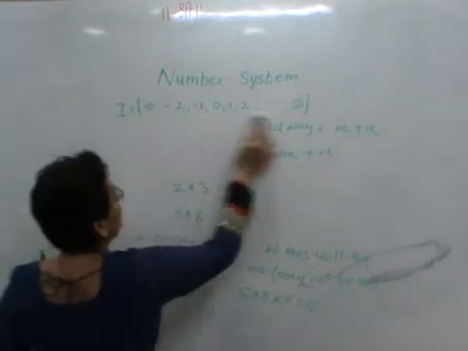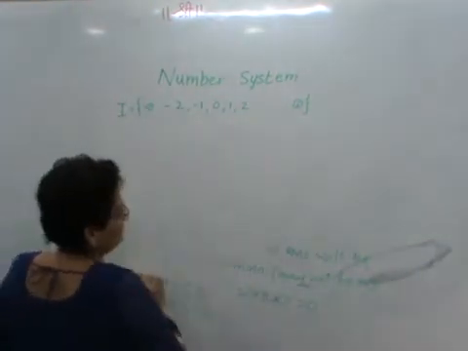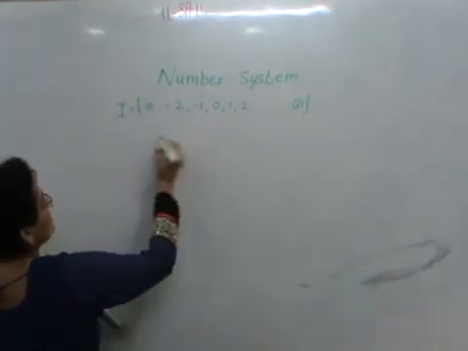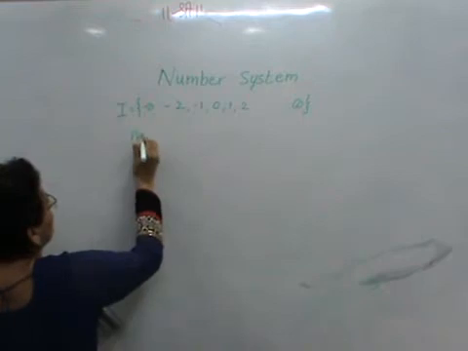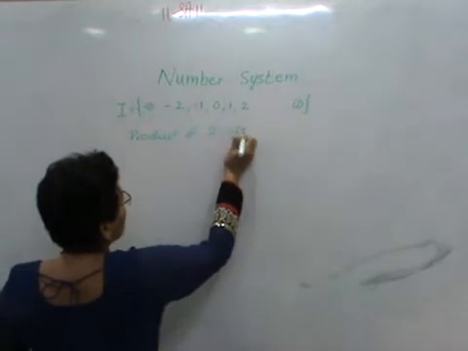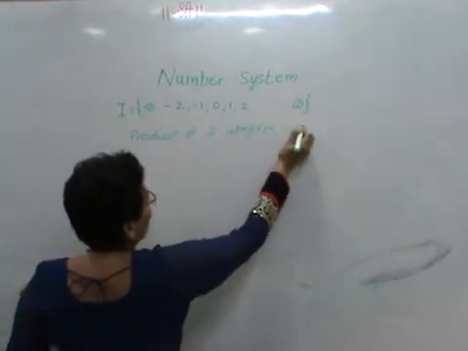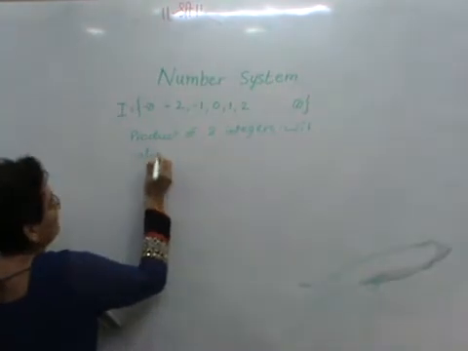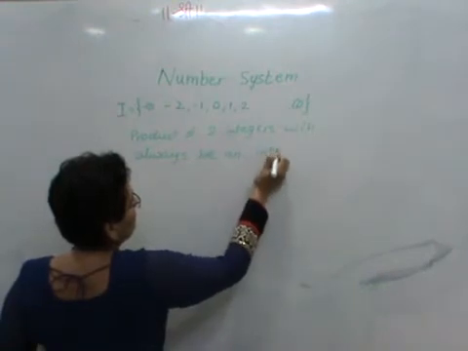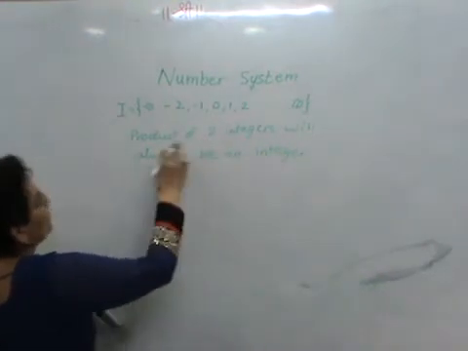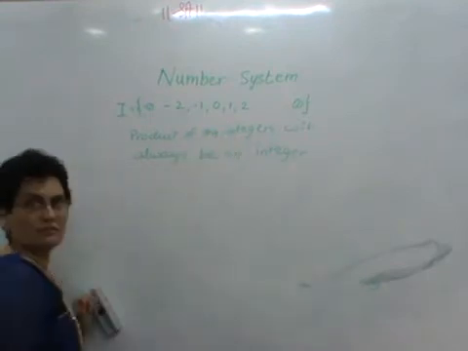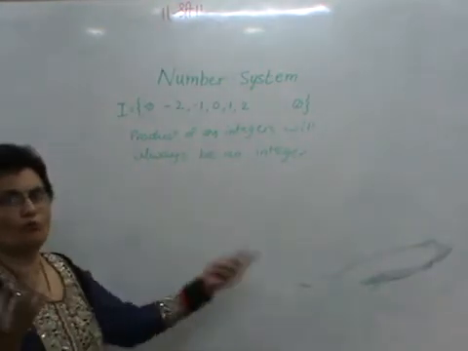Once again, if we take two integers, the product of two integers will always be an integer. Once again, the product of any integers, any number of integers. Okay, maybe 2, 3, 4, 5.